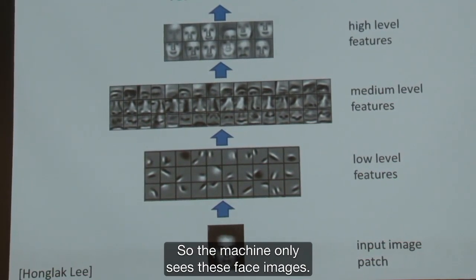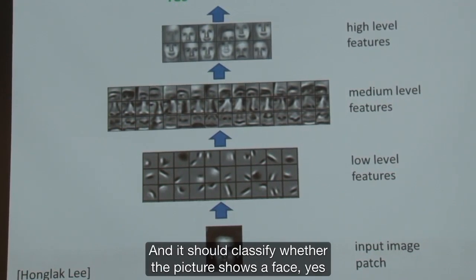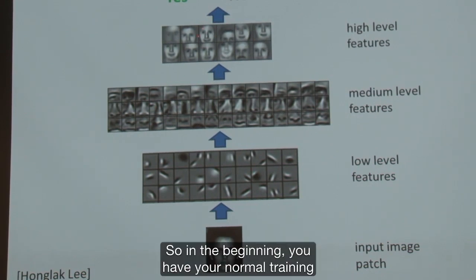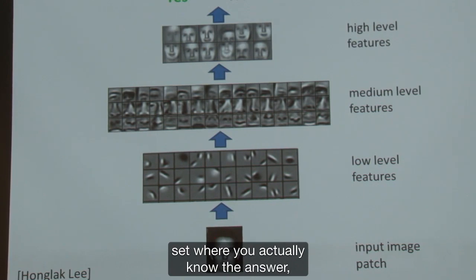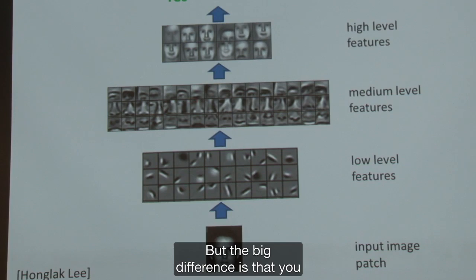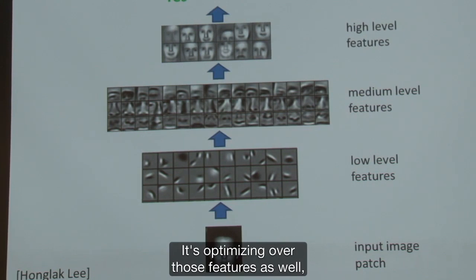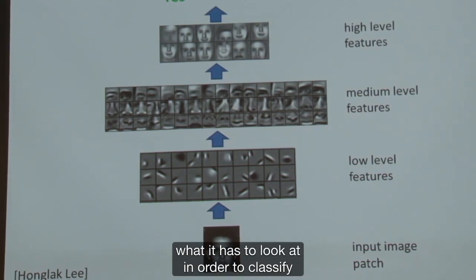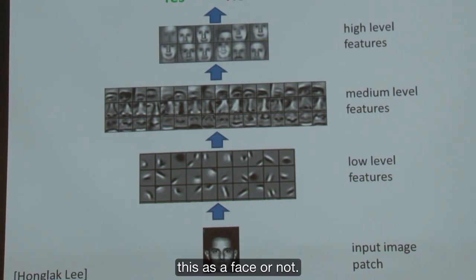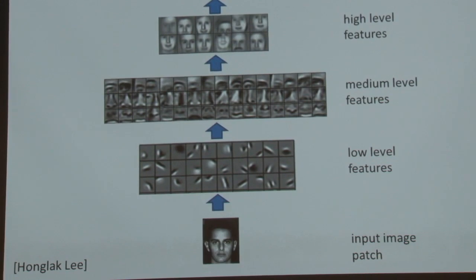So the machine only sees these face images, and it should classify whether that picture shows a face, yes or no. So in the beginning, you have your normal training set, right, where you actually know the answer, and you feed that into the network. But the big difference is that you didn't tell it to look for these type of edges in the image. It's optimizing over those features as well, figuring them out and figuring out what it has to look at in order to classify this as a face or not.